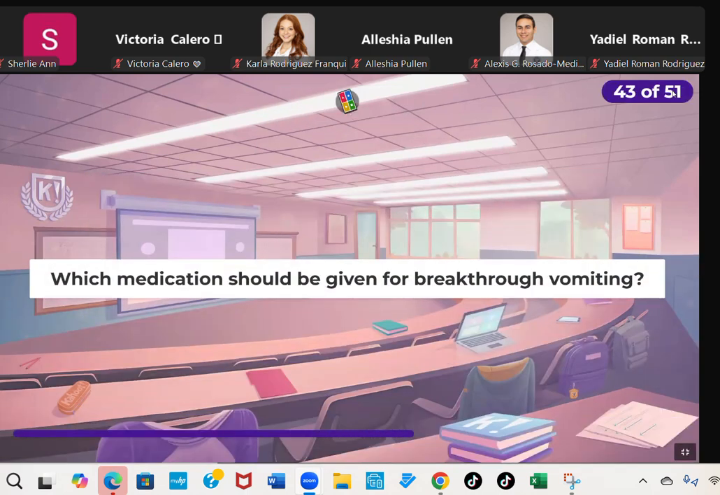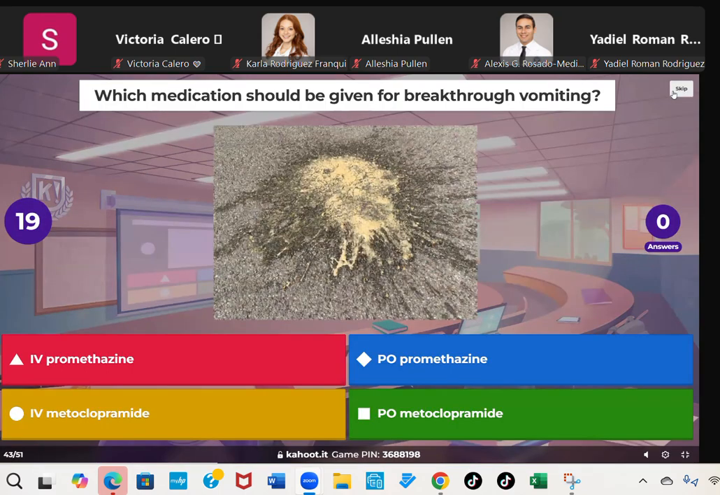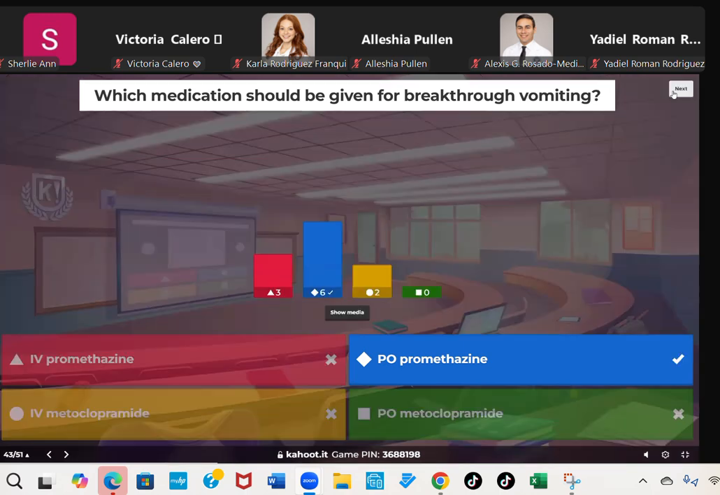Which medication should be given for breakthrough vomiting? IV promethazine, PO promethazine, IV metoclopramide, PO metoclopramide. Right, so metoclopramide, again, is mostly for gastroparesis, maybe pregnancy. Promethazine is going to work even if the patient is actively vomiting. So we're going to use PO because IV, again, causes extravasation.